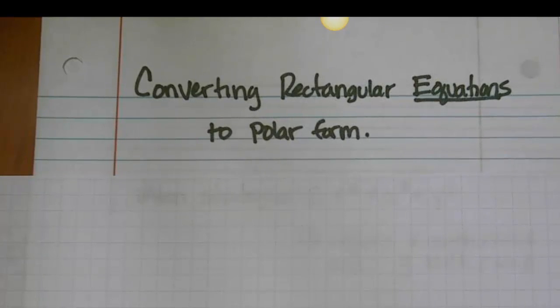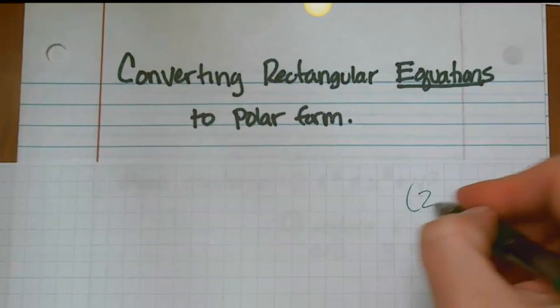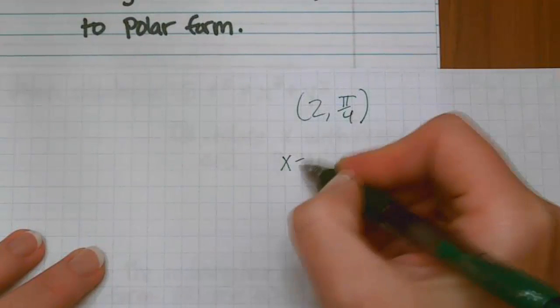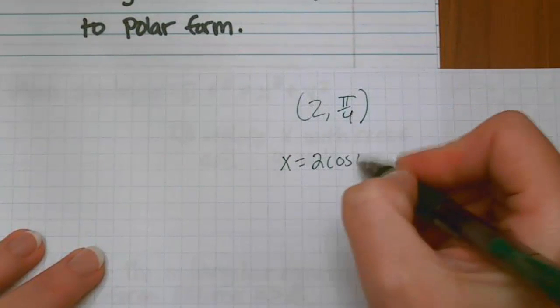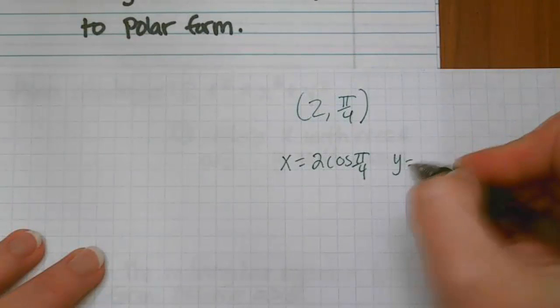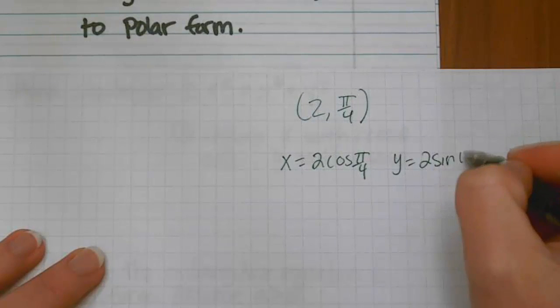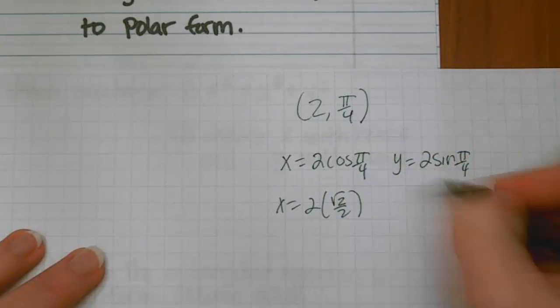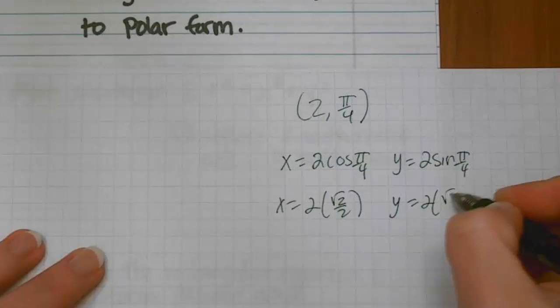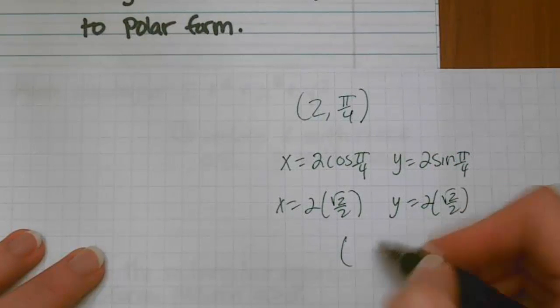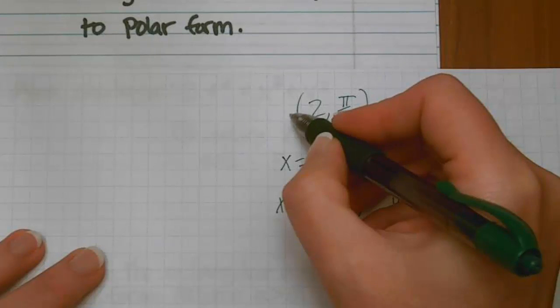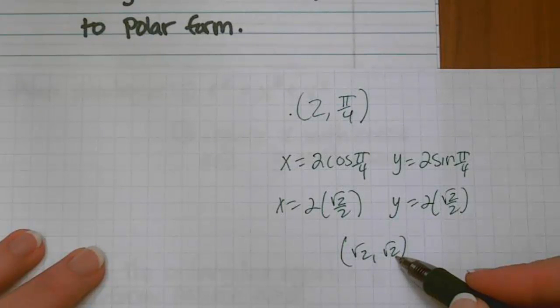The idea being equations. So what we're switching from is we were converting points like (2, pi over 4). And then we would say that x is equal to 2 cosine pi over 4, and y is equal to 2 sine of pi over 4. So x is equal to 2 times root 2 over 2, y is equal to 2 times root 2 over 2. And so the rectangular coordinate would be (root 2, root 2). And this would be in a polar coordinate. That would be a rectangular coordinate.